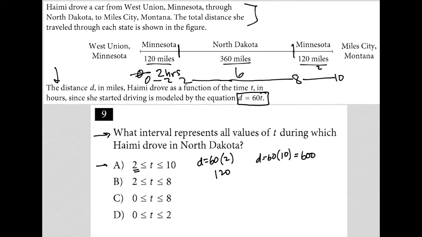So what interval represents all values of t during which Haimi drove in North Dakota? That would be the 2 to 8, hours 2 to 8. So that would be choice B. Right? That was the time frame for which she was in North Dakota.